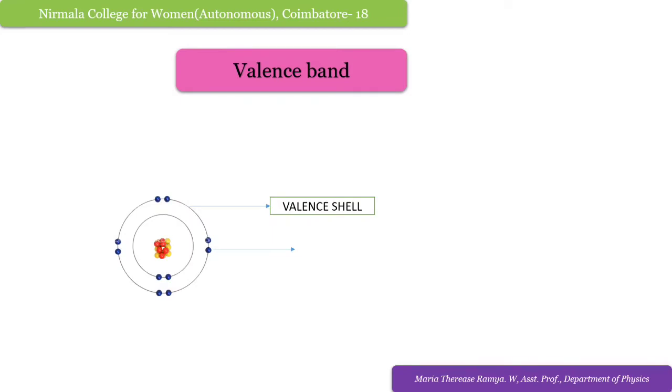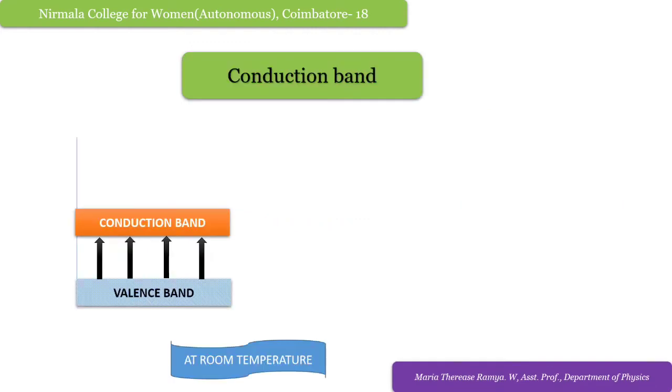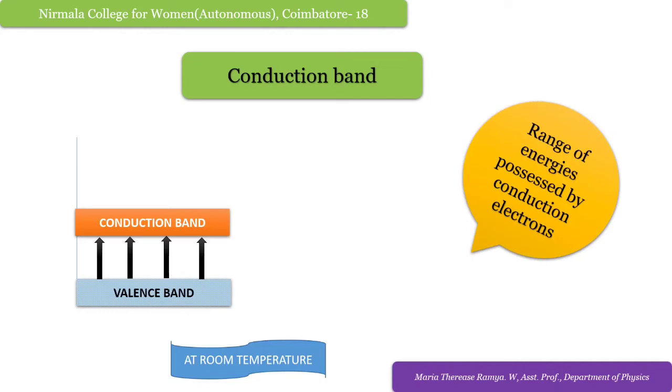The electrons inside the valence shell are called the valence electrons, and the valence band is the range of energies possessed by the valence electrons. So once again, the valence band is the range of energies possessed by the valence electrons. And next is the conduction band. The conduction band is the next level of the valence band. Here, the conduction band is the range of energies possessed by the conduction electrons. The electrons present inside the conduction band are responsible for the conduction of heat and electricity.